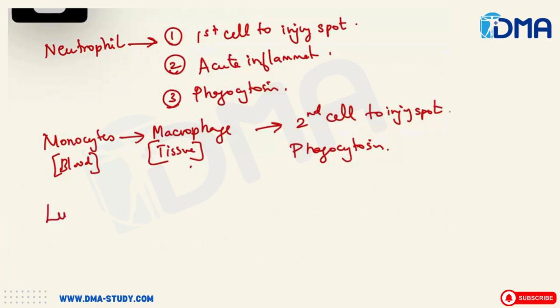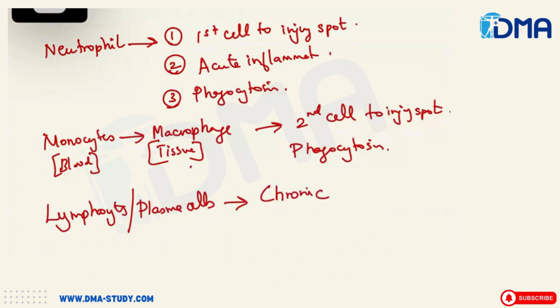Then along with the monocyte, there are others who come and act, that is the lymphocytes and the plasma cells. The plasma cells usually release the immunoglobulins, and hence they come into action. And when these two are there along with the monocytes to fight the particular process, it becomes chronic inflammation.